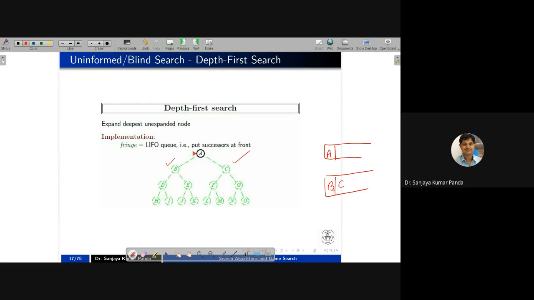Then B is not my goal node. So I'll remove it and I'll expand. When I expand B, I get D and E, and D and E I'll put at the beginning of the queue.